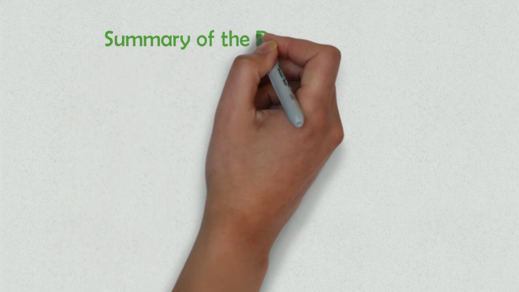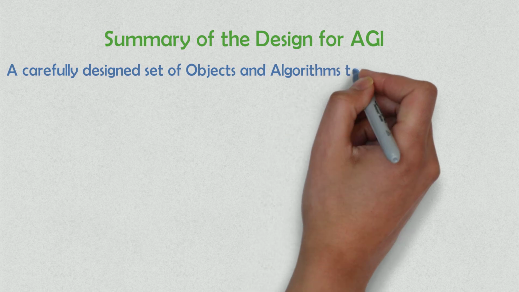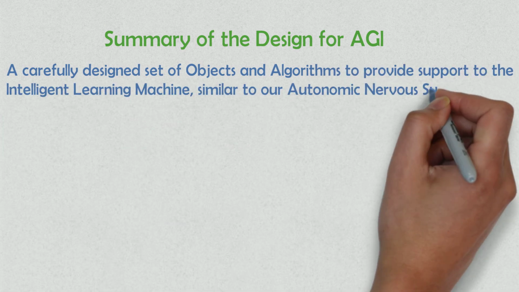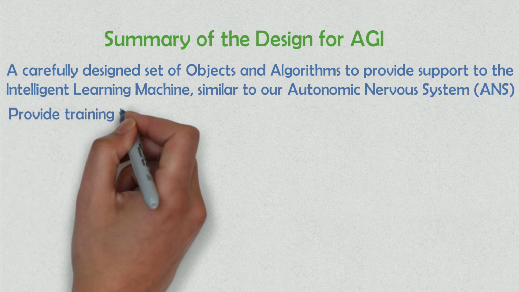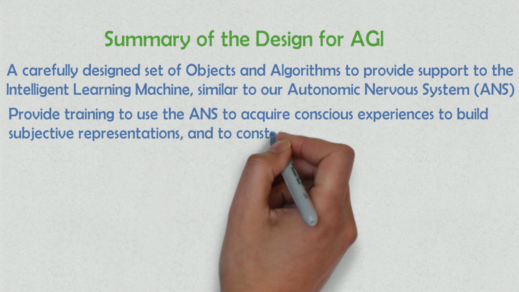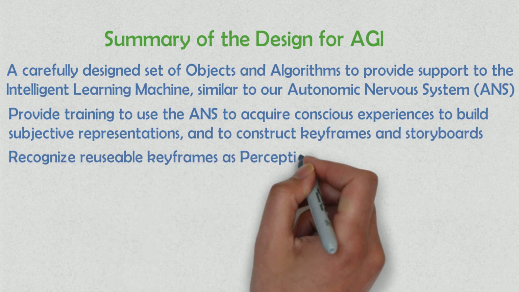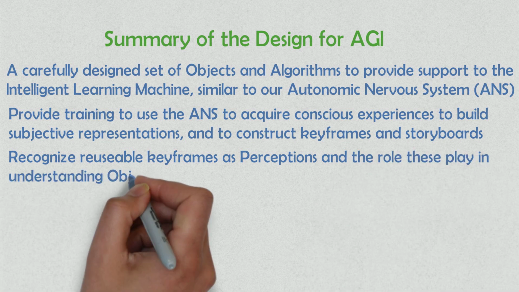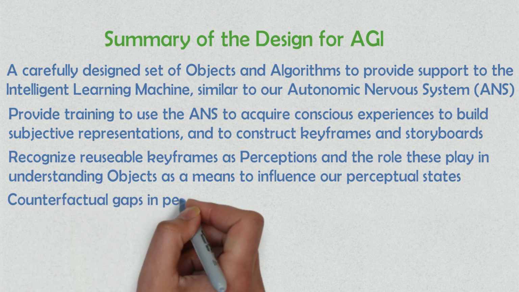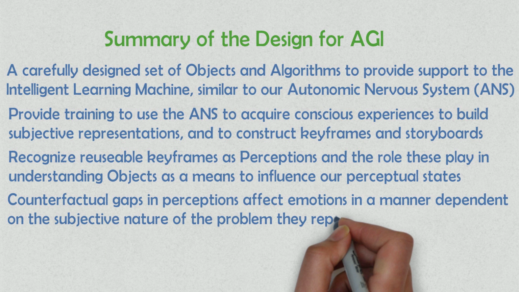Summary of the design for AGI. A carefully designed set of objects and algorithms to provide support to the intelligent learning machine, similar to our autonomic nervous system, ANS. Provide training to use the ANS to acquire conscious experiences, to build subjective representations, and to construct keyframes and storyboards. Recognize reusable keyframes as perceptions and the role these play in understanding objects as a means to influence our perceptual states. Counterfactual gaps in perceptions affect emotions in a manner dependent on the subjective nature of the problem they represent in our experience.